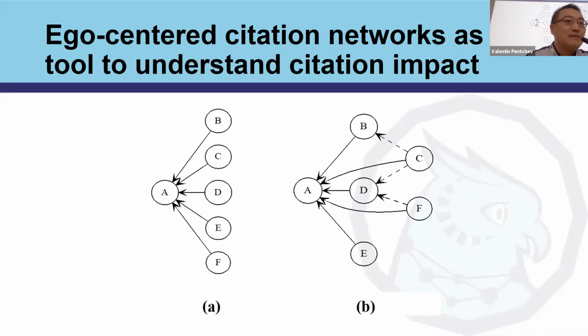To this end, we propose the ego-centered citation network as a tool to understand citation impact. In the right figure, we can see a focal publication A and its citing publications, as well as all of the citing relationships between these citing publications. So here we can see there are 2 types of citations. One is the dotted line, one is the solid line. The solid line is the relationship from citing paper to the focal paper, and the dotted line is the citing relationship between citing publications.